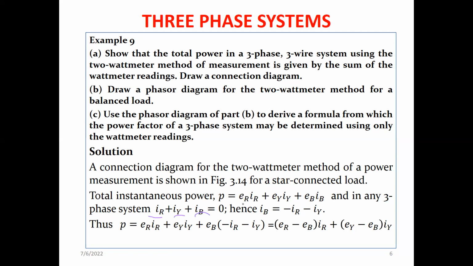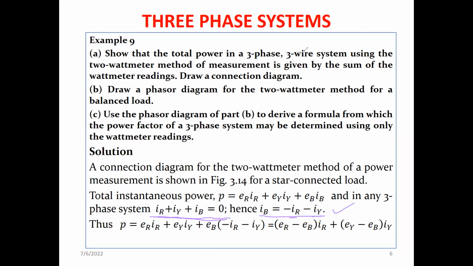They will sum to 0 in a 3-phase system. Hence, IR plus IY plus IB equals 0, where IB is the current in the blue phase, IR is the current in the red phase, and IY is the current in the yellow phase. We have just rearranged our equation to get this one.